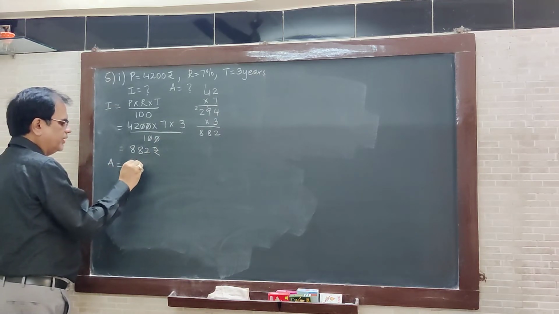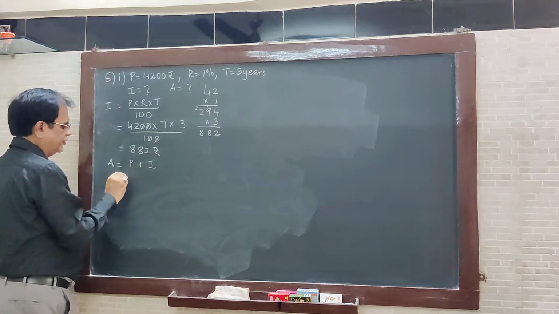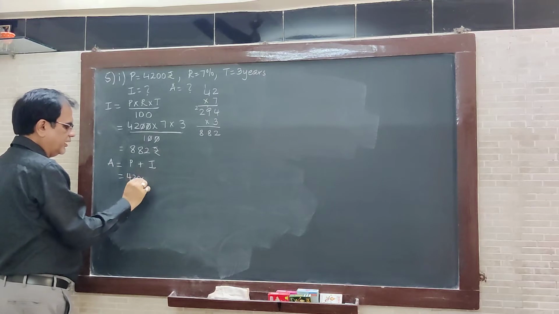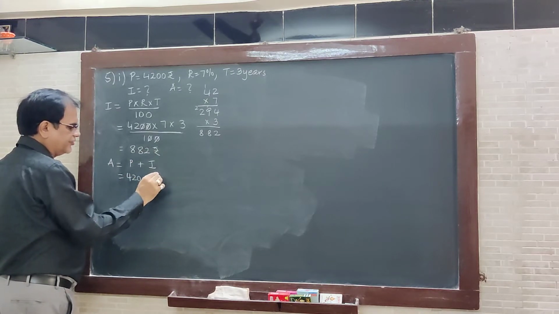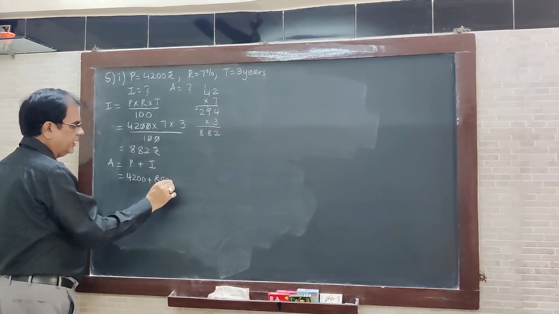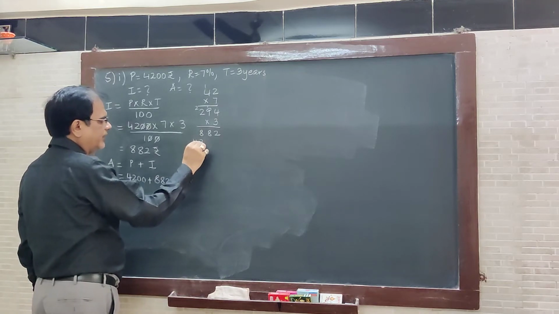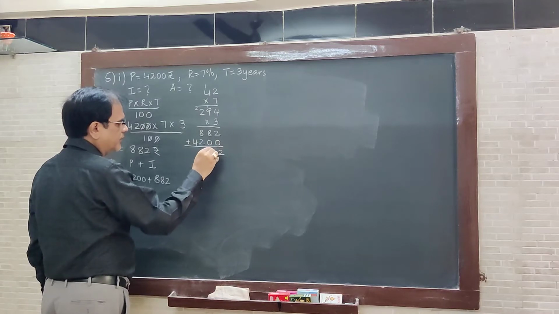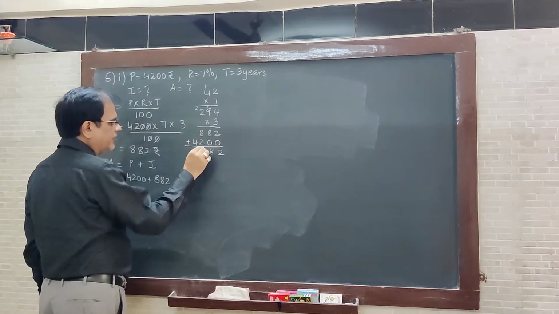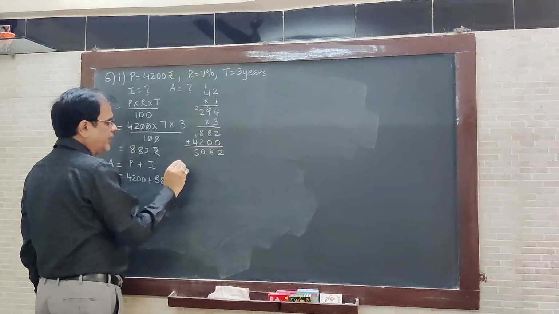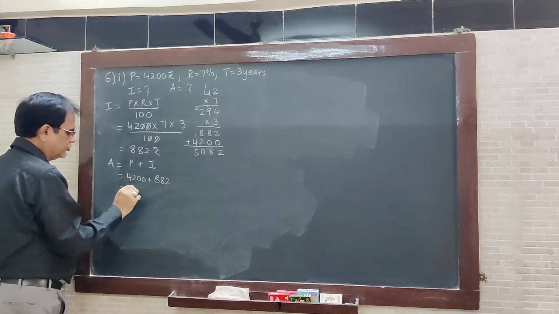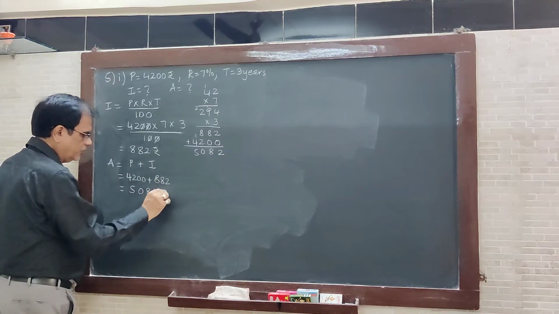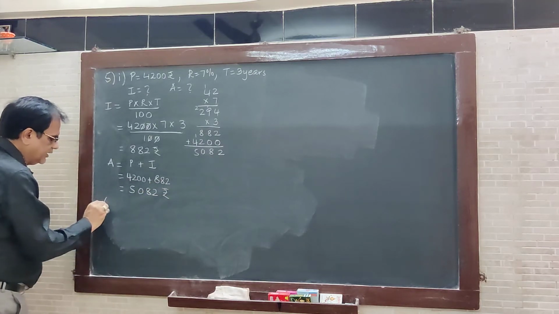Amount is equal to principal plus interest. So principal is how much? 4,200 plus interest 882. So 882 plus 4,200 will give you 8 plus 2 10, 5,082 rupees.